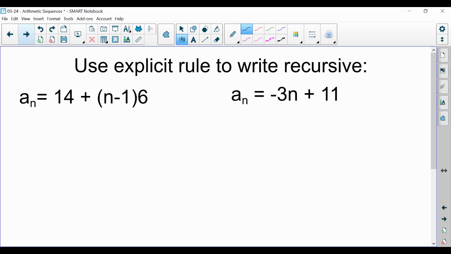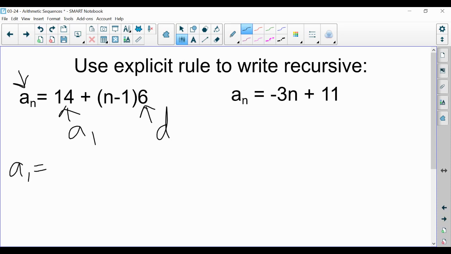All right, last example. Now what if I'm given the explicit form, but I need to write the recursive? Remember, recursive, I'm just defining two things. Where do I start and what's my common difference or my pattern? So let's look at the first example here. This is written out in that a sub 1 plus n minus 1 times d form. So it's really obvious that that right there is my a sub 1 if we know our explicit form. And then it's really obvious that that is my common difference. So now all I need to do is put it together in recursive form.